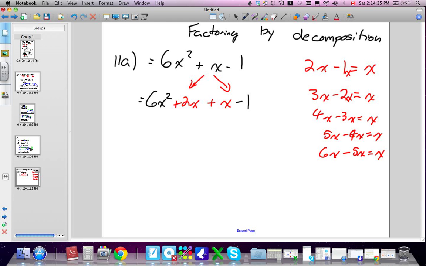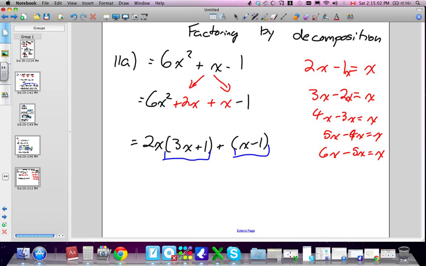Not something that'll work, because the whole point of this is to find a pair of brackets that are the same. Okay? So through decomposition, this didn't work as a trial and error method. Okay? So I got to go back to the drawing board here. I know those two didn't work. That was as far as I could go with it. Now I got to think of some other numbers that may work in here.